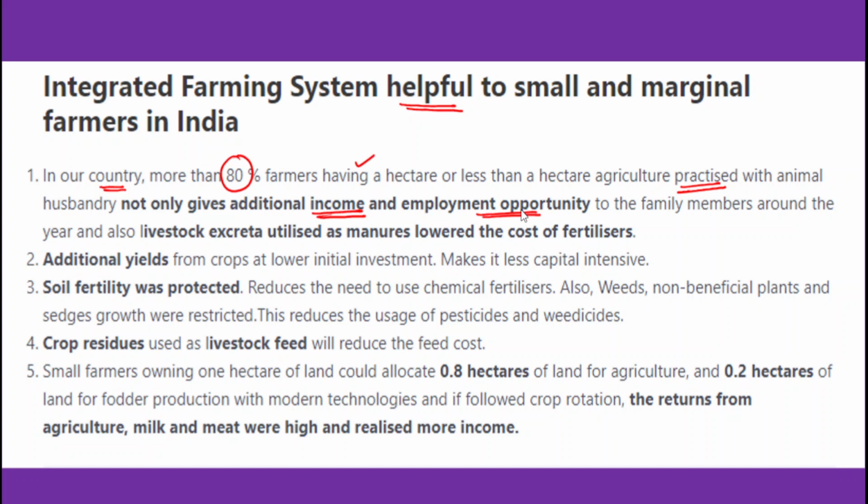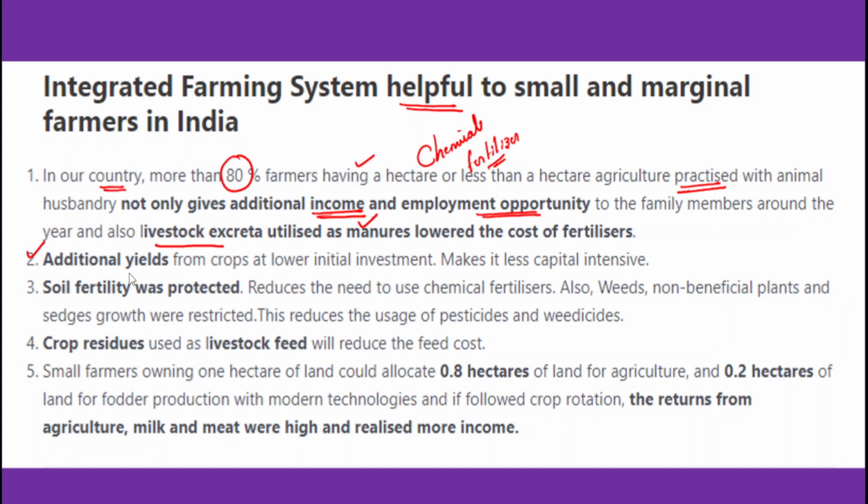So, round the clock. For example, if you look at the agriculture sector, during Kharif and Rabi, mostly crops are cultivated. So what about the remaining period of time? They are mostly dependent on the livestock for the remaining period. And also livestock excreta will be used as an organic manure. So that is the way they can reduce the input cost, and this manure will also reduce the need for using chemical fertilizers, which very often come with negative environmental consequences.